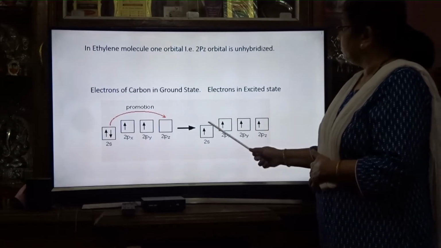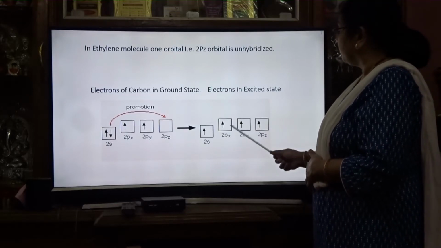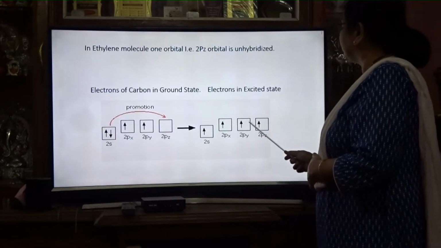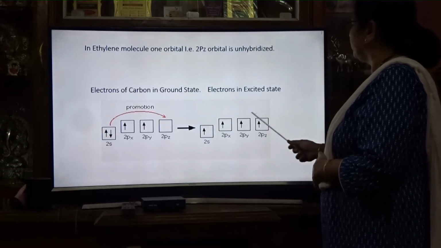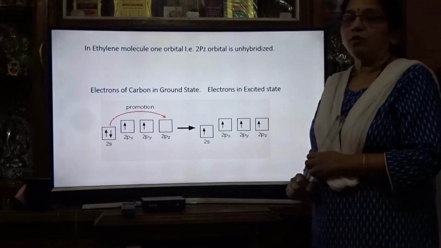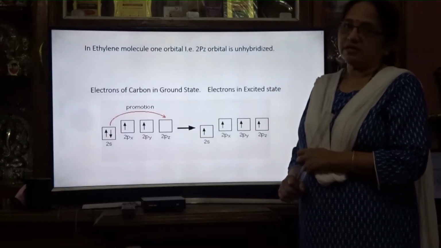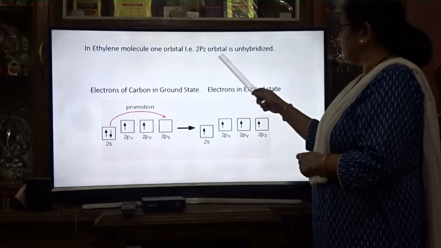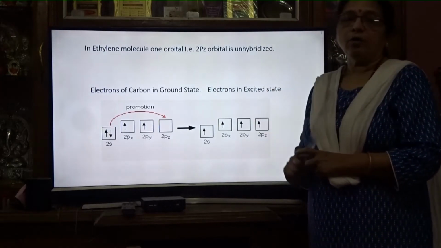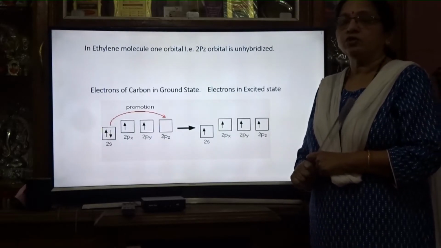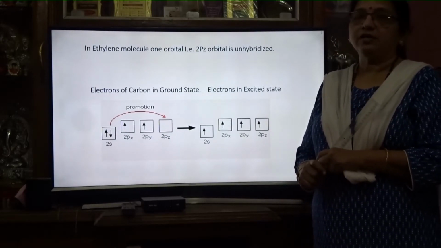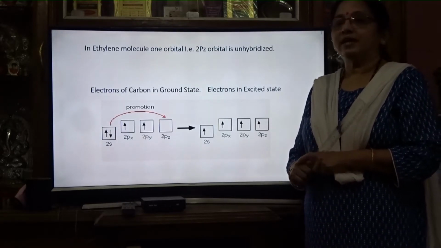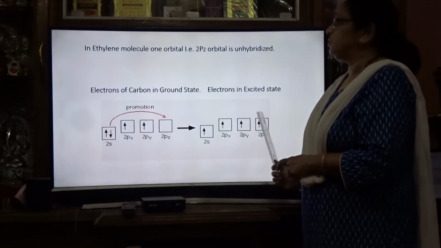Here one 2s and two 2p orbitals combine to give 3 hybrid orbitals of equivalent energy, and this 2pz orbital is unhybridized. It is not involved in hybridization because it is sp2 hybridized. The ethylene molecule is sp2 hybridized. You should remember that the 2pz orbital is unhybridized, meaning one orbital is unhybridized. In an objective type question, it can be asked how many orbitals are unhybridized in ethylene? The answer is one: the 2pz orbital is unhybridized.